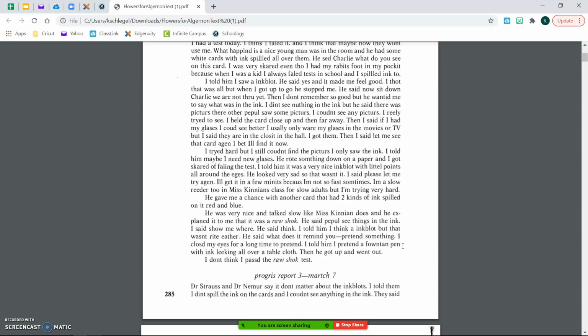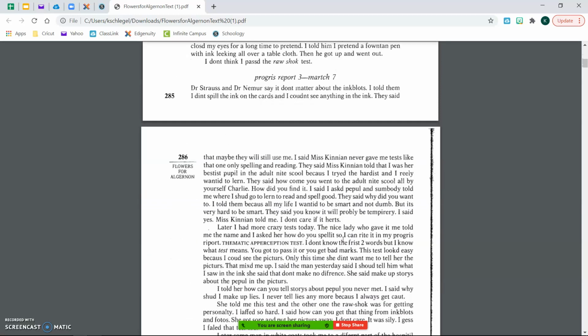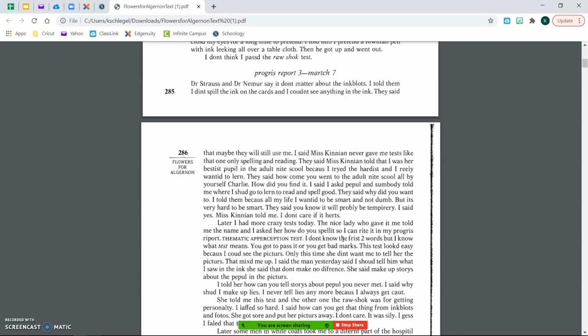So guys, a Rorschach test is those ink blots, and they say, what do you see? There's pictures in them. So that was in the 60s. It was a very popular way of testing someone's intelligence. And there's different Rorschach tests that you can take online as well.